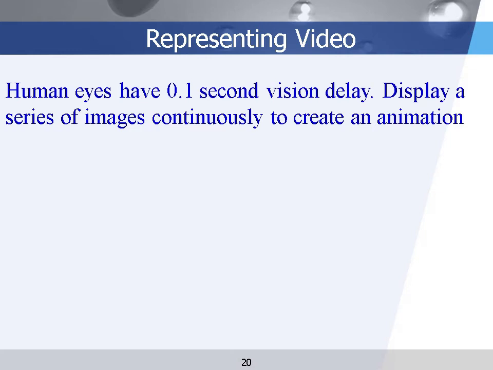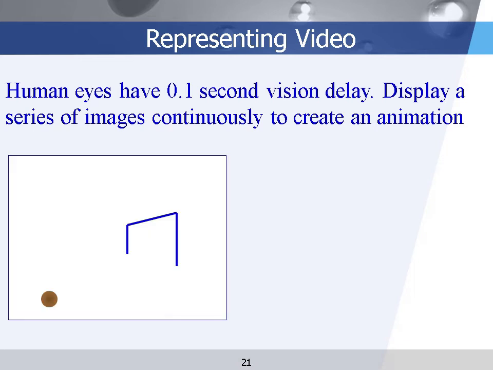A video is actually a continuous display of a series of images to create an animation. Because the human eye has a 0.1 second vision delay, we can see the continuously changing video. Let's look at two examples. In the first example, we are going to move the ball to the goal every 0.5 seconds. So you can clearly see the position of the ball is changing. But this is definitely not a good video.